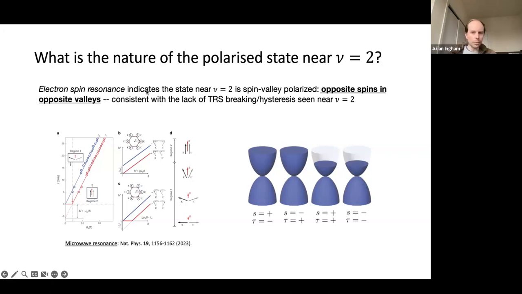And so there are two distinct possible polarizations we could have had at half filling in the Dirac revival picture. We could have had same spin in the two different valleys. I guess there's actually a third possibility, which is both spins in one valley. And then we can have opposite spins in opposite valleys. And this experiment indicates that this is the choice of polarization we should take.